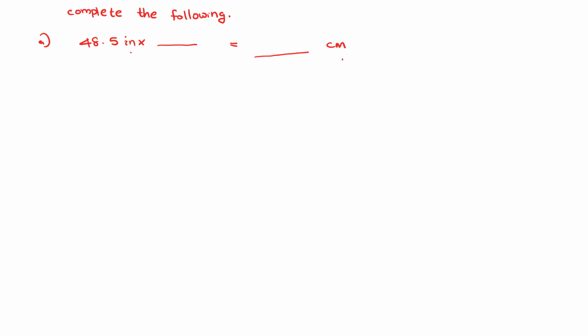Complete the following. Question A, 48.5 inches times, you have to figure out what should be in numerator and denominator and your final answer should be in centimeters. So we have to find a relationship between these two units. Here's the relationship of the units you are going to use. 1 inch equals 2.54 centimeters.